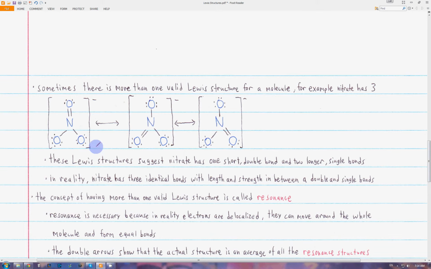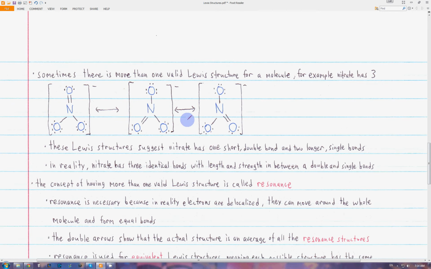And so notice how all of these Lewis structures are basically the same. They have two single bonds and one double bond. All we did is shift the position of the double bond. So when we have more than one valid Lewis structure for the same molecule and they're all the same, you just shift the position of one thing, then we call that resonance. And these different Lewis structures are called resonance structures.